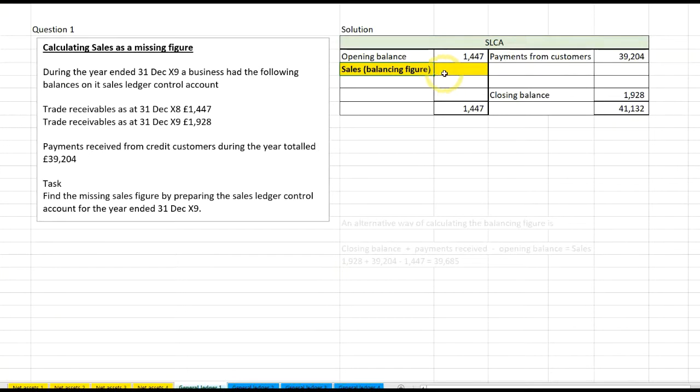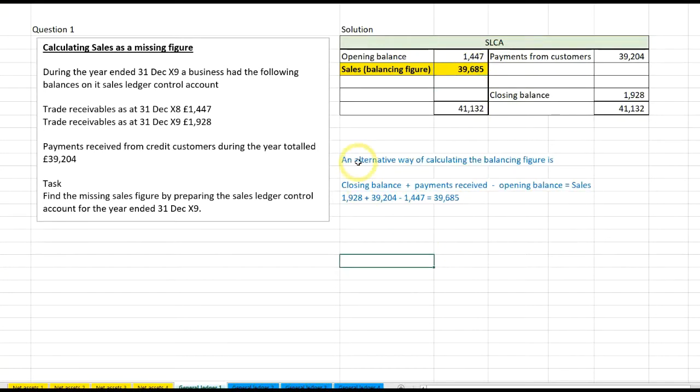It's so called because we're looking for the figure that's going to make both of these sides balance. The calculation I'm about to do is very similar to when you are balancing off a T account, looking for your balance carried down. Only in this case, we've already got our balance carried down filled in, but the process is exactly the same. So I do a preliminary total on both sides, and then whichever one is higher, I deduct the smaller one. So the balancing figure is equal to 41132 minus 1447. There's my sales figure there. That's the answer to this question.